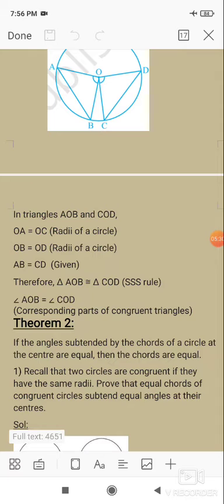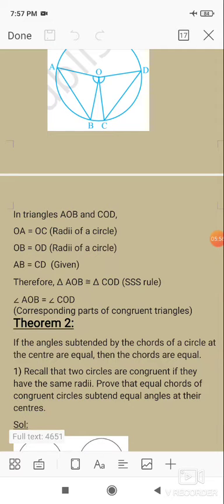If the angles subtended by the chords of a circle at the center are equal, then we can conclude that the chords are equal. It is the converse of the above theorem. The above theorem says: if two chords are equal, then the subtended angles are also equal. That is, equal chords subtend equal angles at the center.